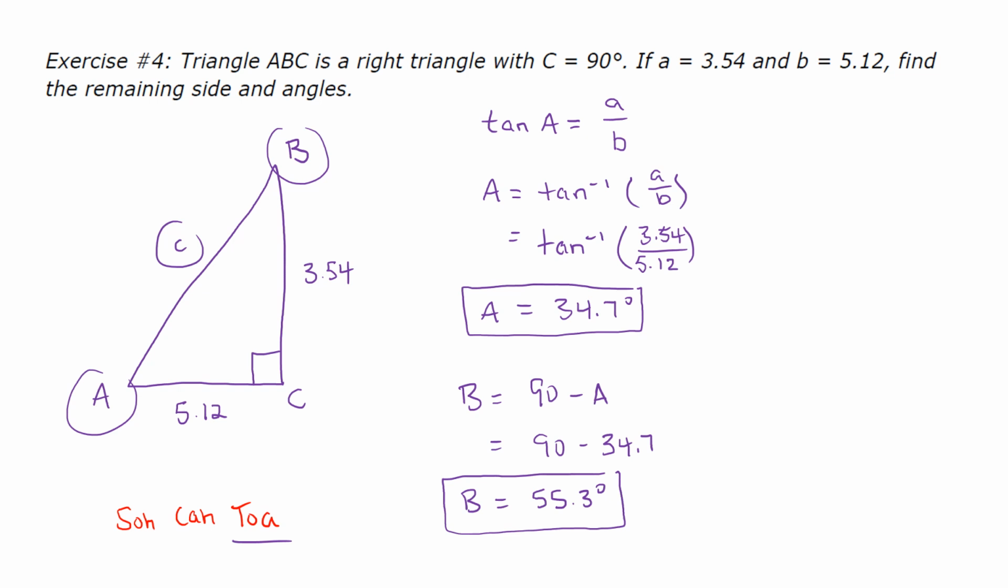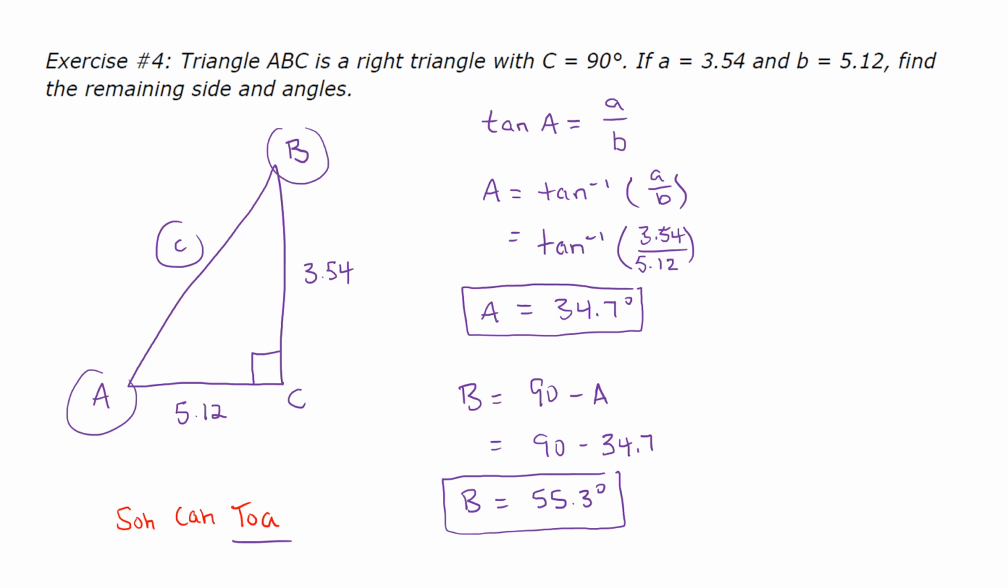All right, so I found the measurement of angle B, found the measurement of angle A. Now I need to find the side of C. And there are more than one method to finding C. You could use the Pythagorean theorem, or you could use one of the other trig functions. And in this scenario, I'm going to use one of the trig functions.